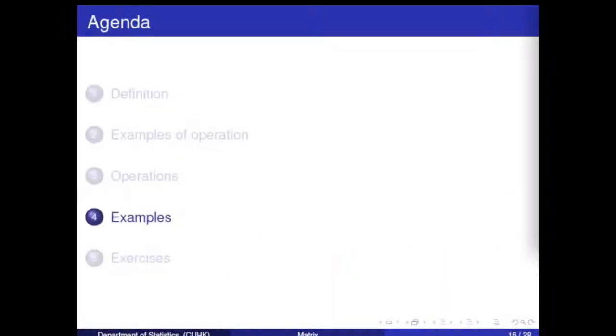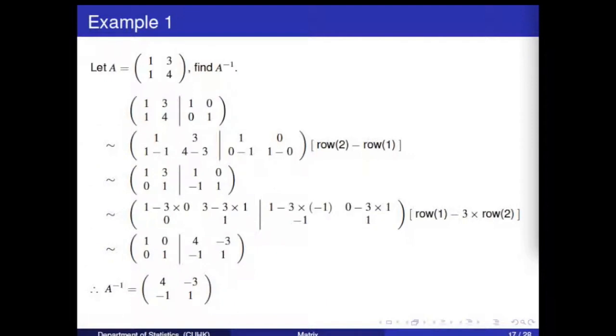Examples: we are now going to find the inverse of A. First write in this form. Then the elements in row 2 minus the corresponding elements in row 1, such that it will become 0. Then the elements in row 1 minus 3 times the corresponding elements in row 2. Finally, we get the identity matrix on the left-hand side. Hence, this is the inverse of A.